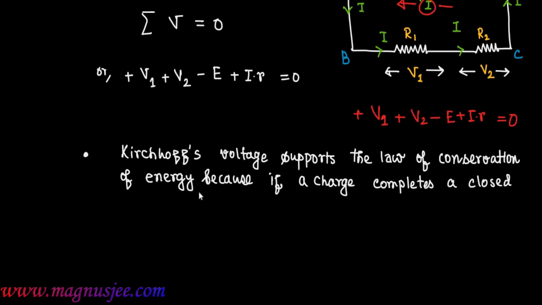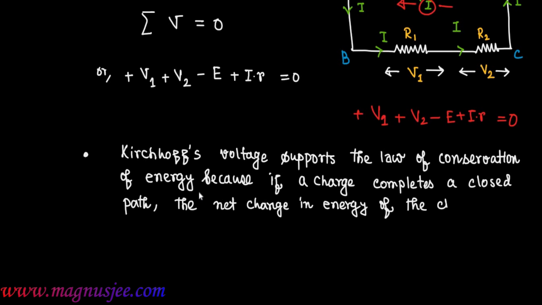If a charge completes a closed path or complete loop, the net change in energy of the charge must be 0. That's why Kirchhoff's voltage law supports the law of conservation of energy. Net change in energy of the charge must be 0.